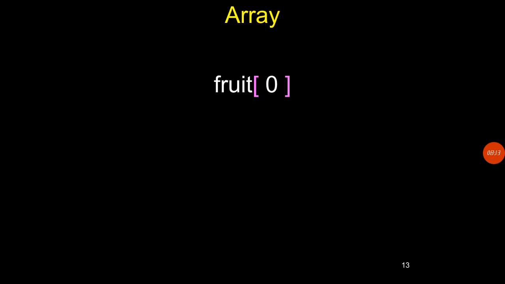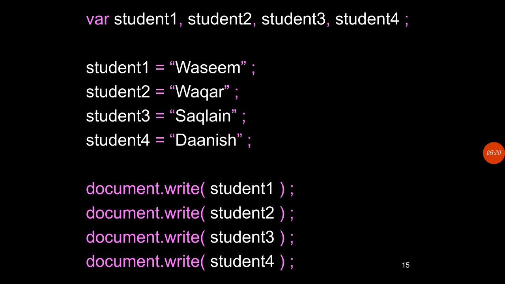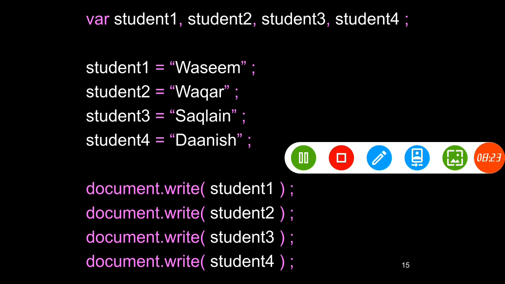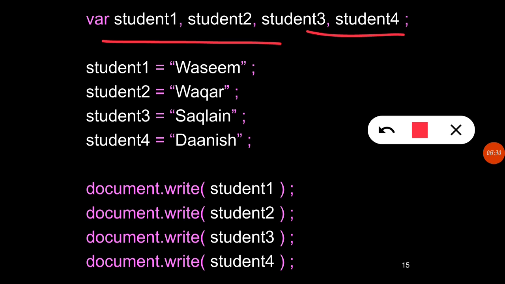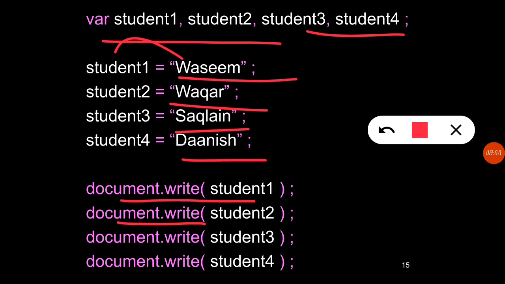Let us take a look at one advantage of using arrays. See here, we are creating variables student 1, student 2, student 3 and student 4. Here I am storing the student names respectively: student 1 is equal to Wasim, Walker, Jacqueline and Danish. So these are the respective student names. And if you want to print the particular student names, each and every time I have to write a document.write statement.